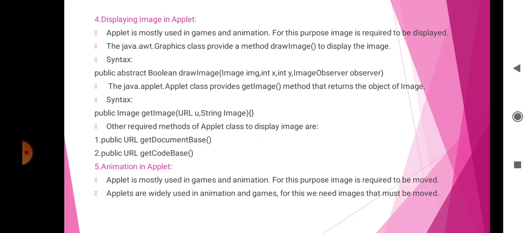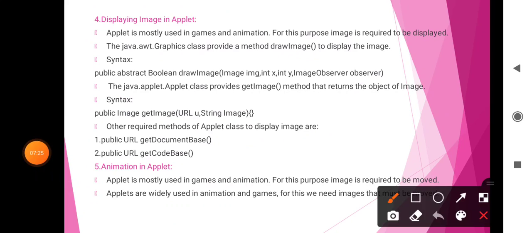Applet is mostly used in games and animation. For this purpose, an image is required to be displayed, and the java.awt.Graphics class provides a method drawImage to display the image, and this is the syntax for displaying an image: public abstract boolean drawImage(Image img, int x, int y, ImageObserver observer).